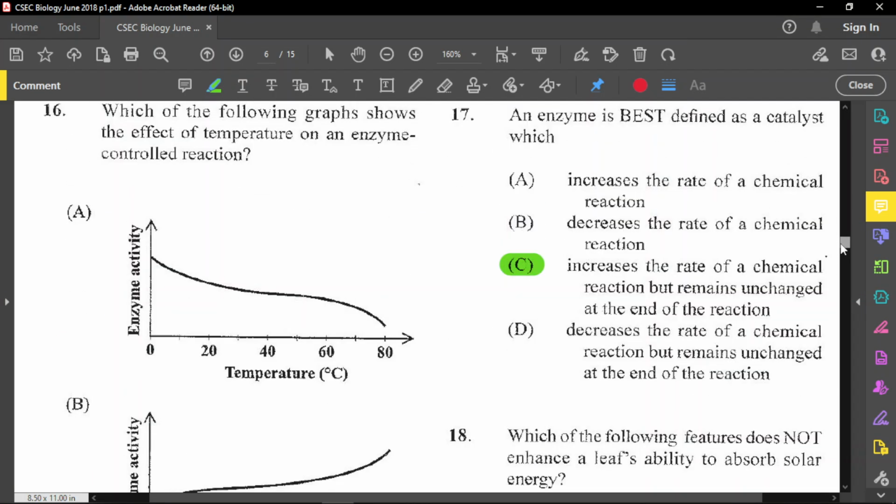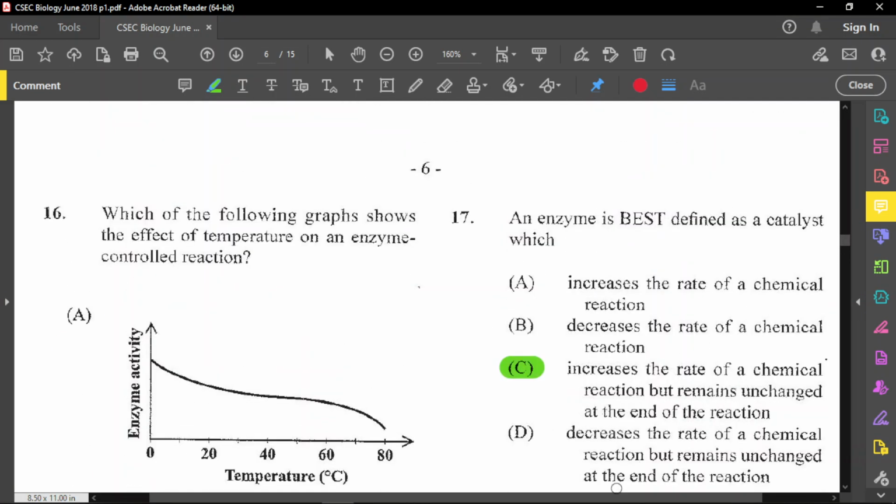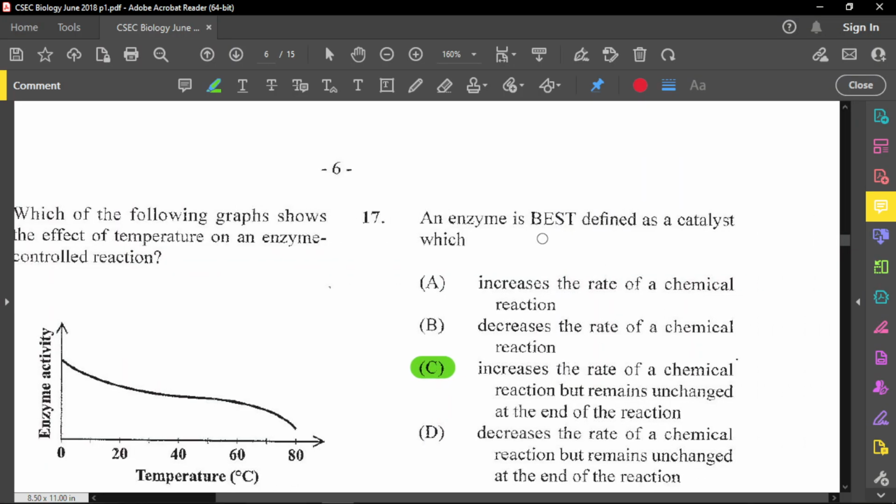All right. Let's jump into question number 17 now. Number 17. And this one reads that an enzyme is best defined as a catalyst, which does what?